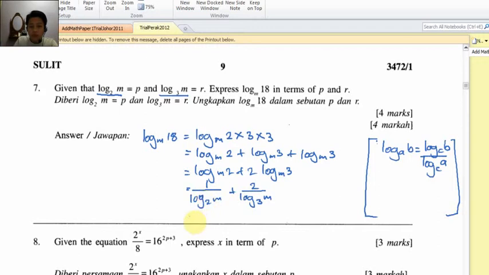So that this is equal to 1 over p plus 2 over r. So that's the answer we are looking for. Move on to the next question.